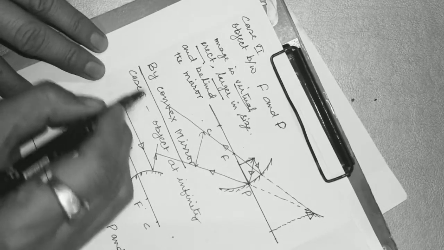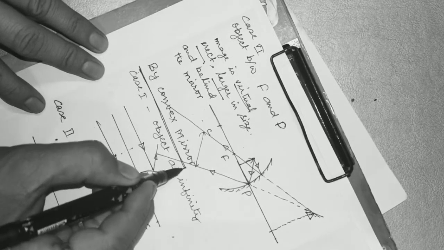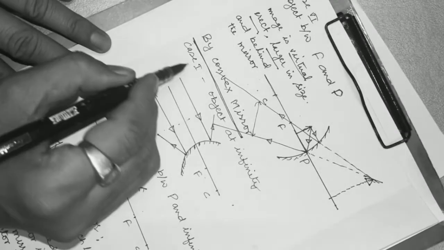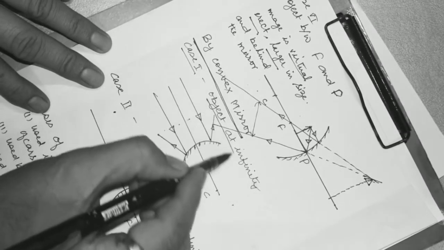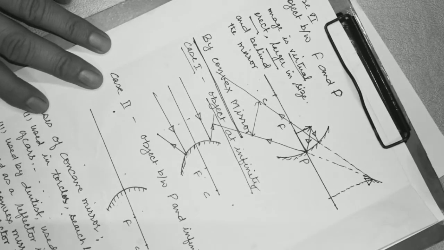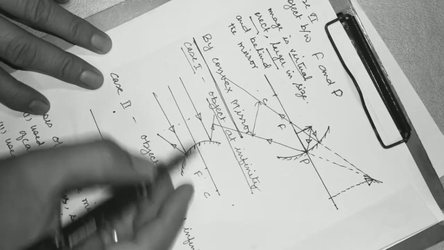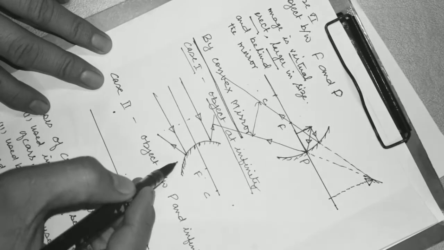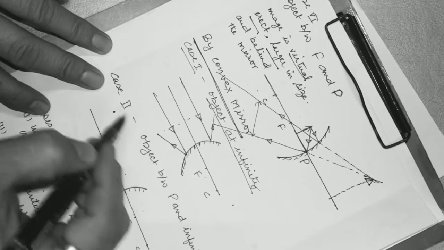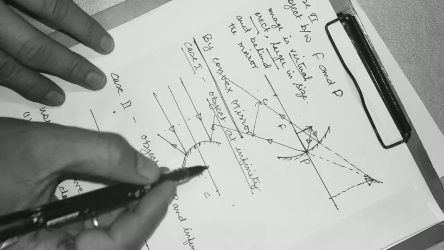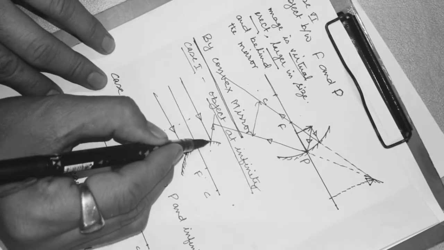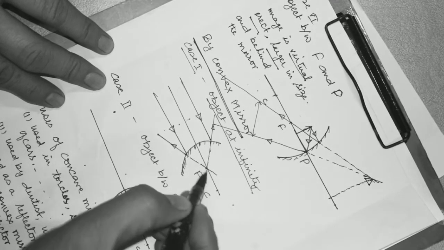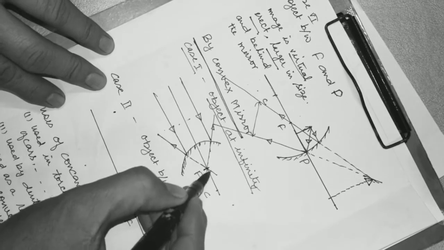Now we come to the image formation by convex mirror. Not so important, but you have to practice them also. Case 1, object at infinity. When the object is placed at infinity, the light rays come parallel to principal axis and get diverged. They will not meet on this side, but both the light rays will appear to meet at a point on the focus, and the image is formed at focus.